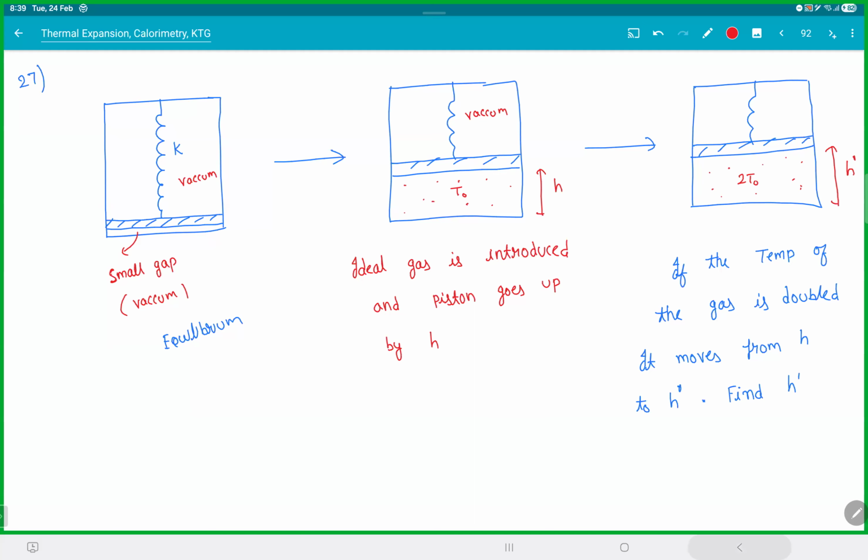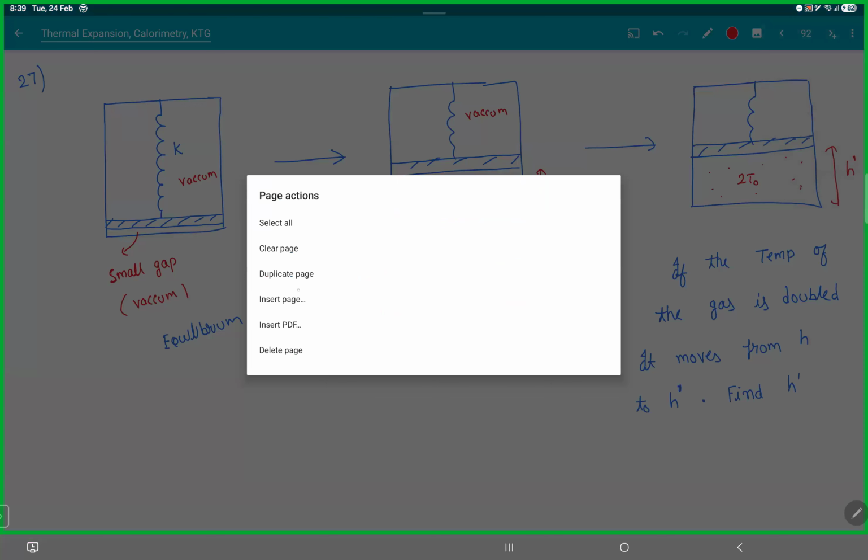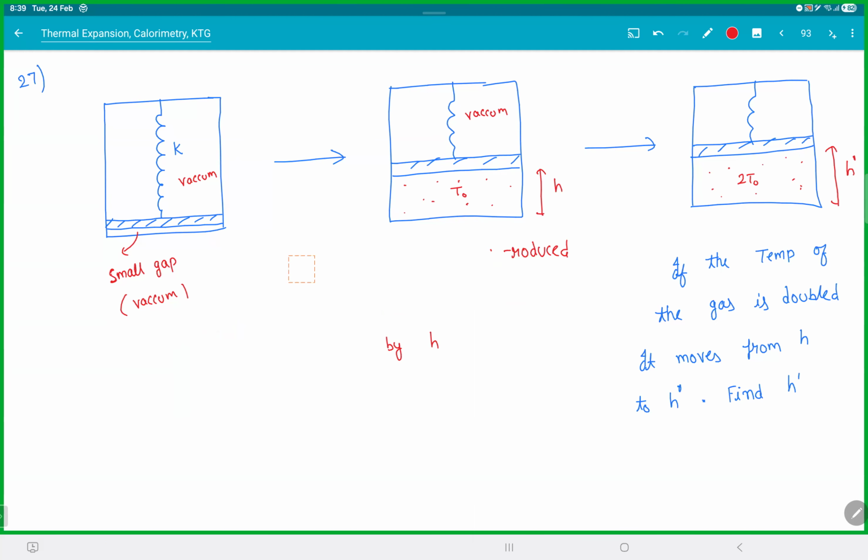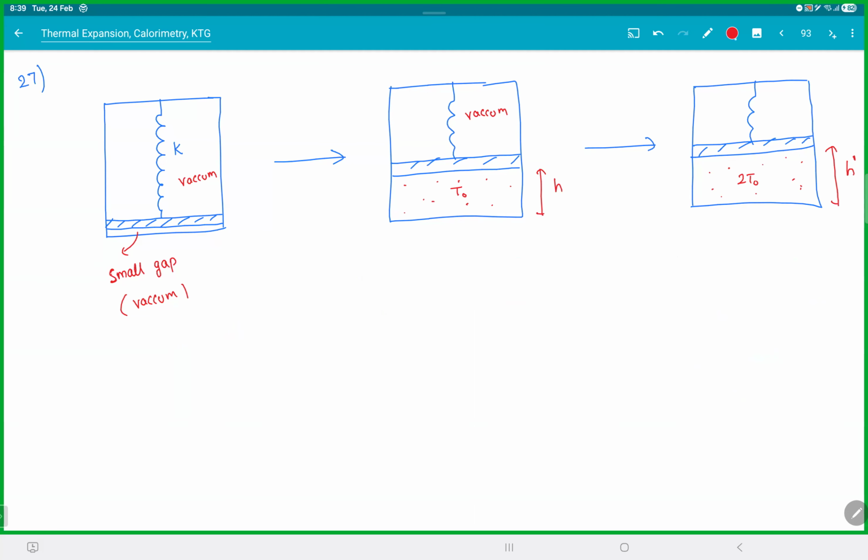Let's see. Now, is the spring initially at its natural length? We have no idea, like I said. So let's assume the spring is not at natural length and the piston has some mass. Let's start with the FBD. Let this be Kx and let this be mg. Since it is in equilibrium, Kx is equal to mg.